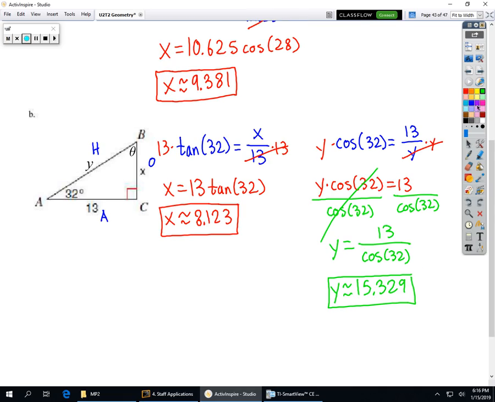And the last thing it asked me to do is to find theta. Well, I can use what I did on the previous page to find theta. Theta equals 180 minus 32 minus the 90, and now I can finally get that last one. If I subtract these all together, I get 58 degrees. All right, I am done.